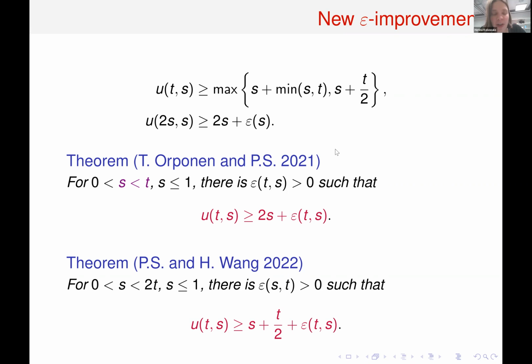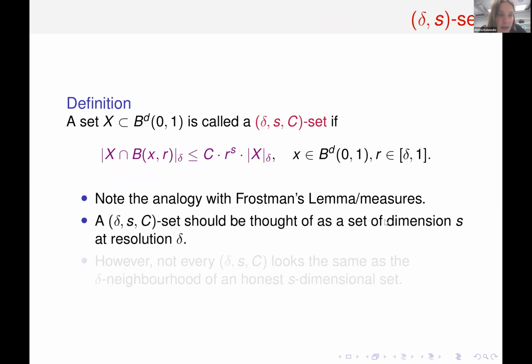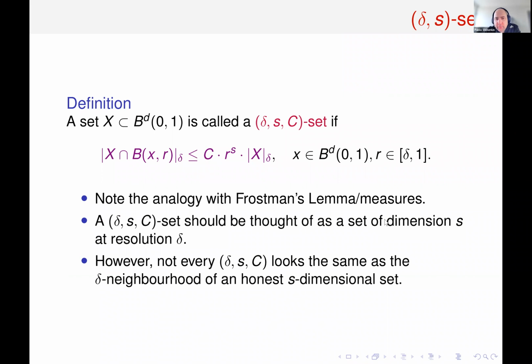I don't really have a question, but I just want to see the discretized version, the delta s C set again. Okay, do you want to see the definition of delta s C set? Yes, this thing, because you were saying... okay, I can see how this is morally the discretized version of it being S-dimensional.